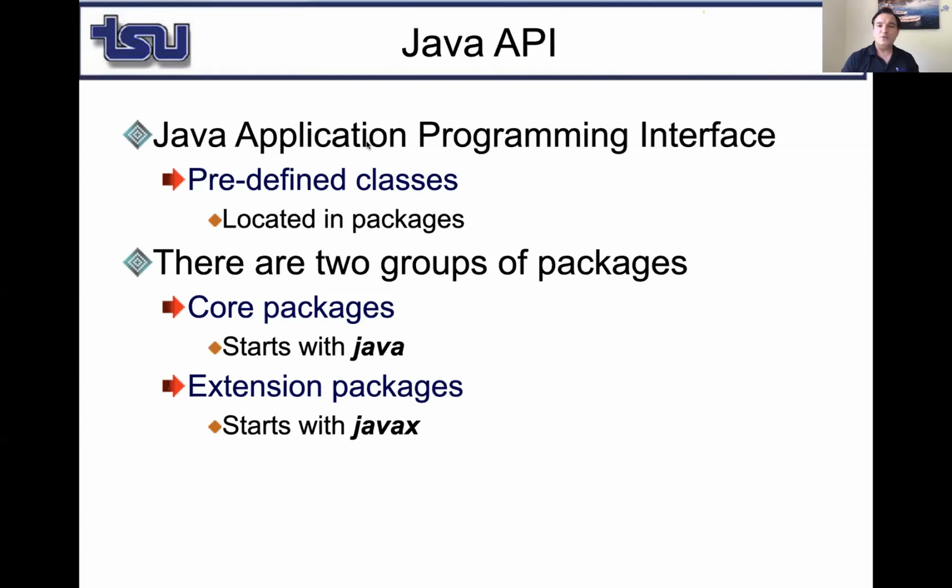There are 2 groups of packages. The packages starting with java are called core packages. Packages starting with javax are called extension packages. The reason is very simple. Once Java was originally developed, we had original packages, but as Java progressed with newer versions, some extensions, some other packages were added, and they are called extension packages.